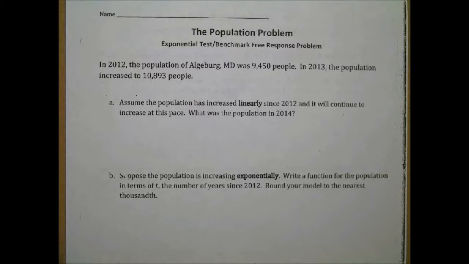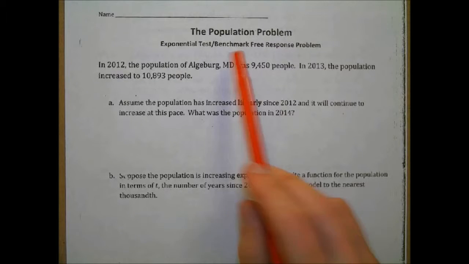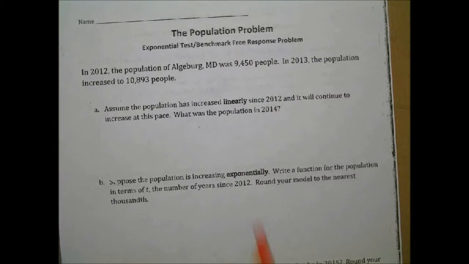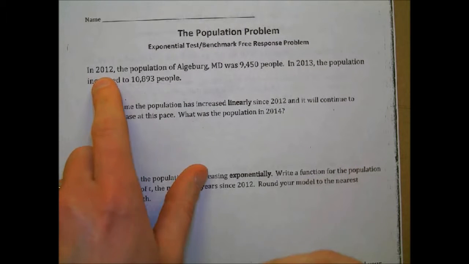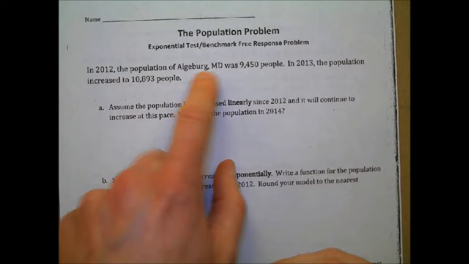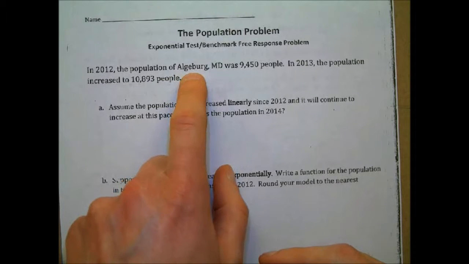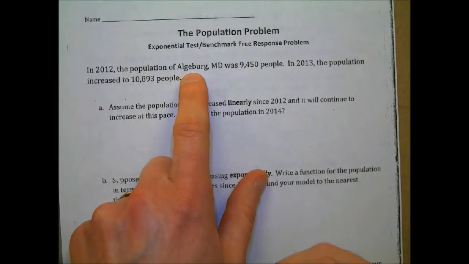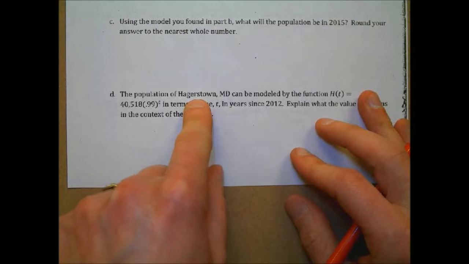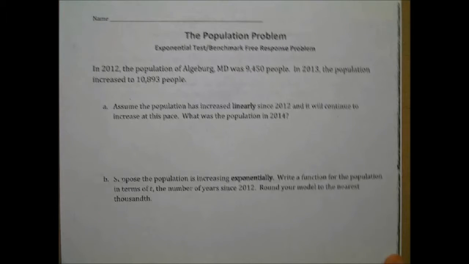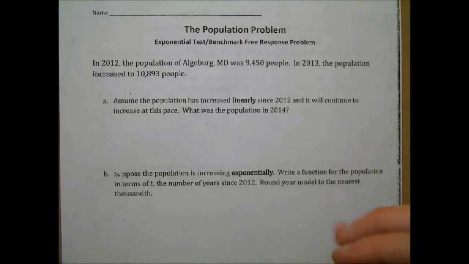All right, so more exponential free responses. This is actually a practice from the benchmark, so we want to make sure we are super comfortable with this. In 2012, the population of Algeburg, MD, I don't know if that's an actual town. I'm guessing not because it's suspiciously mathematical by name. But it could be, because they use Hagerstown down here, and that's a real town because that's where I'm from. Now you guys are silently judging me for being from Hagerstown. I get it. North Hagerstown, yeah.